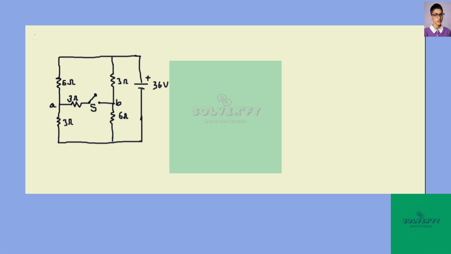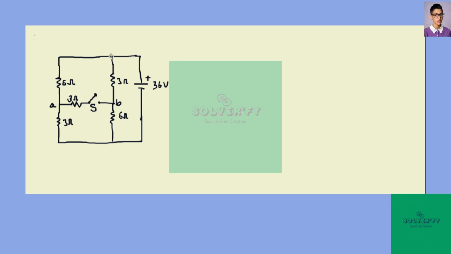Now when the switch S is open, no current flows through this 3 ohm resistor. So it seems like there is nothing in the middle, right? So there are only 6, 3, 6, 3. These four resistors are the only ones available to take the current that comes out from the 36 volts. As the current goes out from the 36 volts, it sees two branches. One branch has 6 and 3 in series, the other branch also has 6 and 3 in series, right? So both of them have equal resistance.